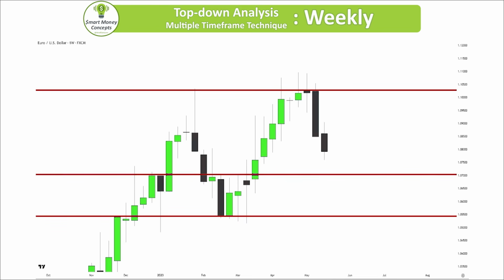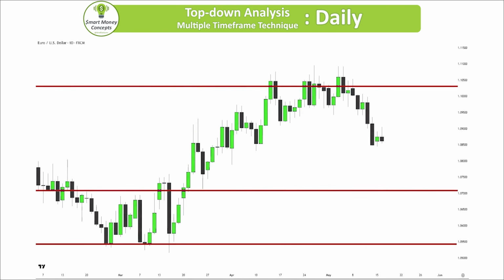This is the only information we need from the weekly time frame: the key levels of market structure that have a high probability of causing the price to react when it taps into them. So let's zoom into the daily.